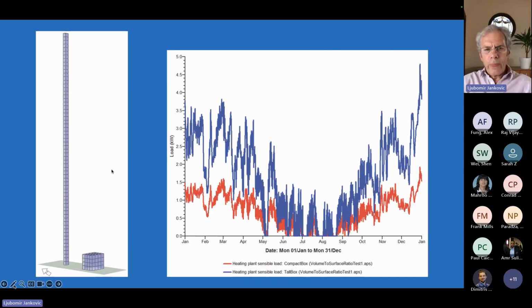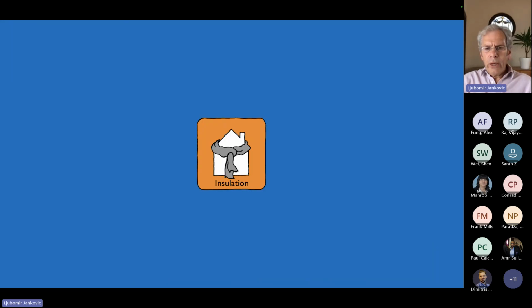Volume to surface ratio of buildings also matters. These 2 conceptual buildings have exactly the same volume, but this structure, which I call tall box, has much larger surface area than this structure, which I call compact box. And if you look at heating plant sensible load for a year, in the tall box this is much larger than in the compact box. So this is another consideration to save on carbon emissions by doing compact designs.